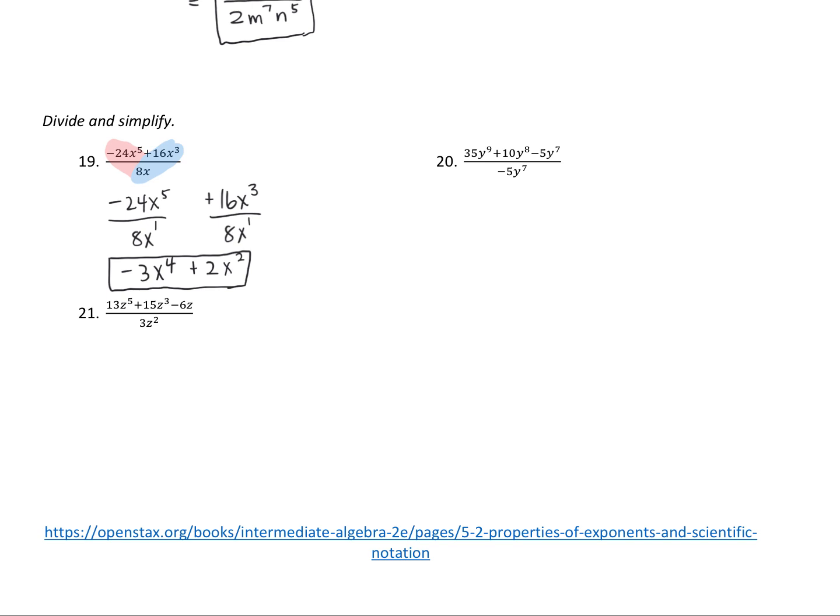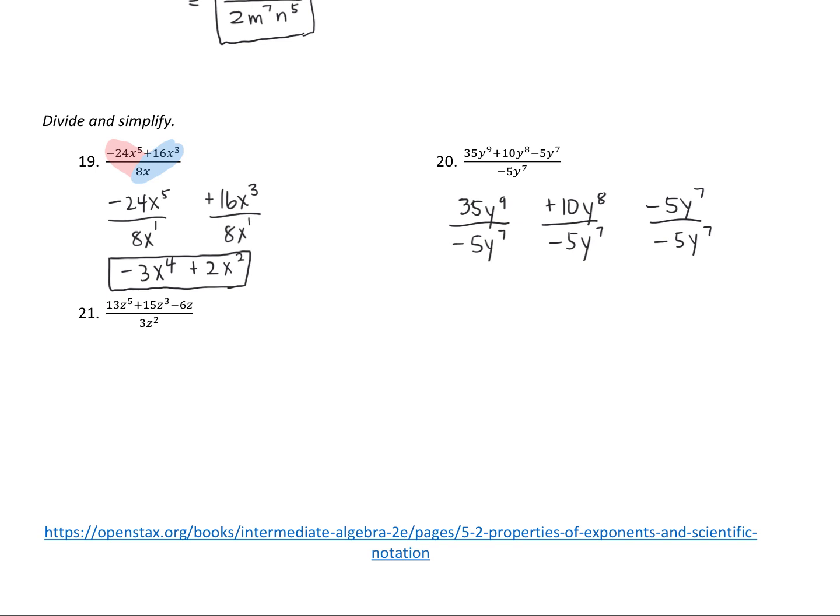So number 20, we have 3 terms on the top. So we're going to have 3 fractions that we need to simplify. We have 35y to the 9th over negative 5y to the 7th. And then I have positive 10y to the 8th divided by negative 5y to the 7th. And then I have negative 5y to the 7th divided by negative 5y to the 7th.